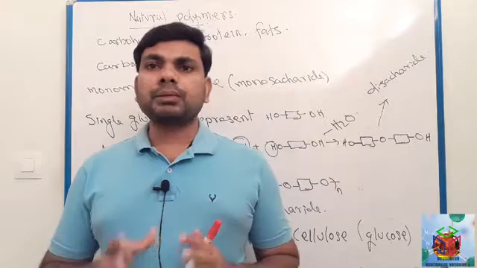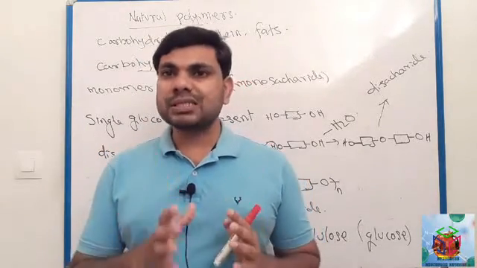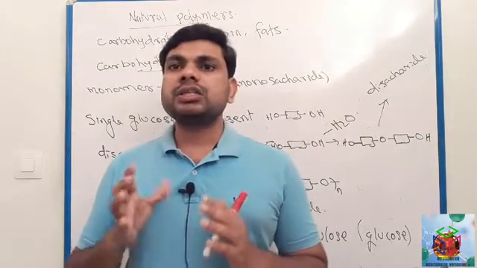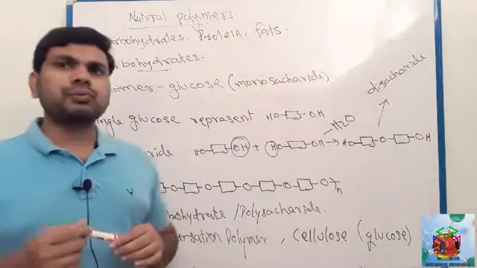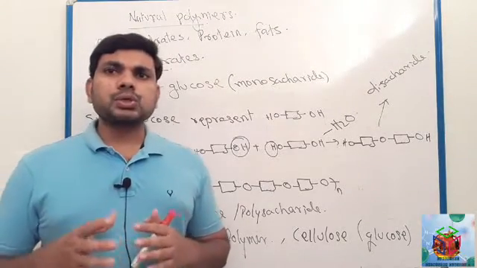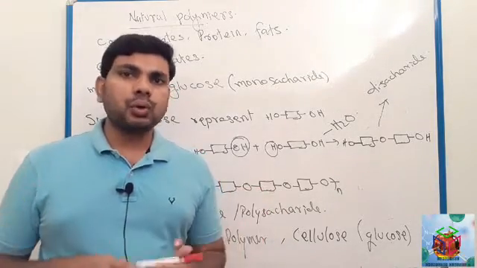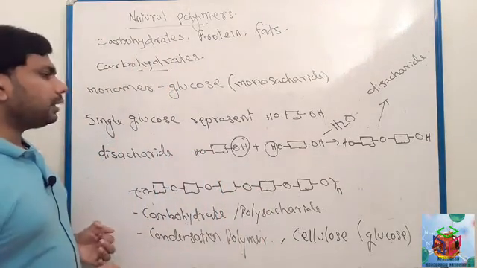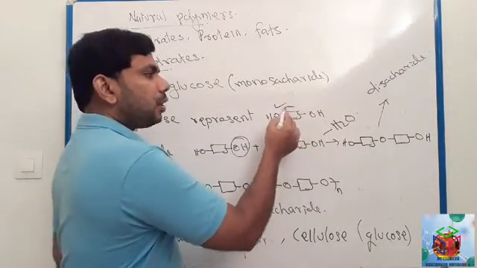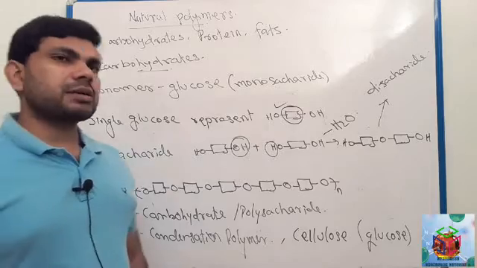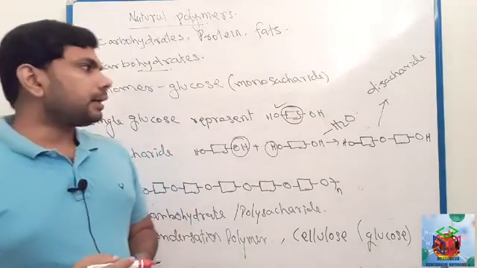Carbohydrate, the monomer, the basic building unit of carbohydrate is glucose. The simplest unit of carbohydrate is glucose. So you can see here the structure of glucose. This structure contains alcohol groups. So we can represent the structure of glucose like this. Here this box represents hydrocarbon and each side there is OH.